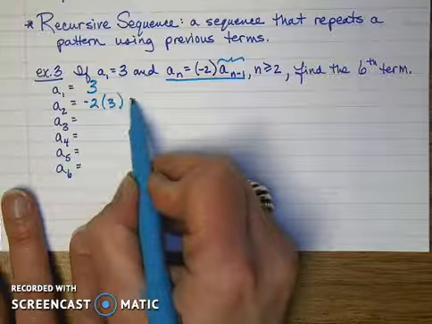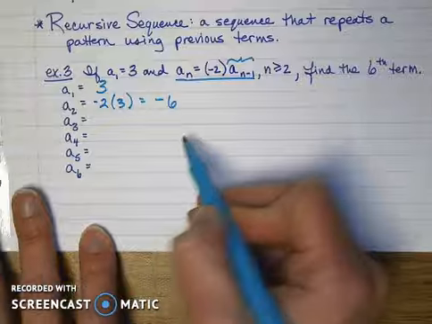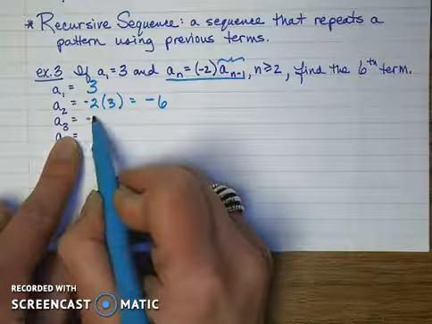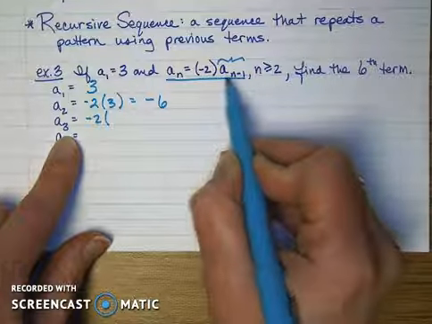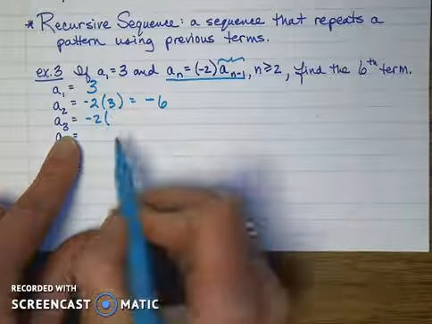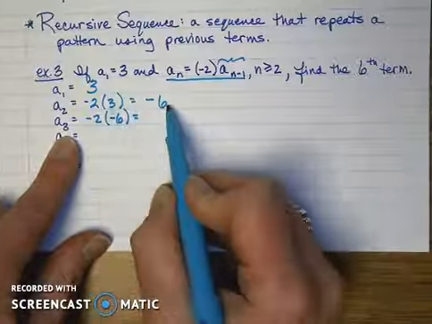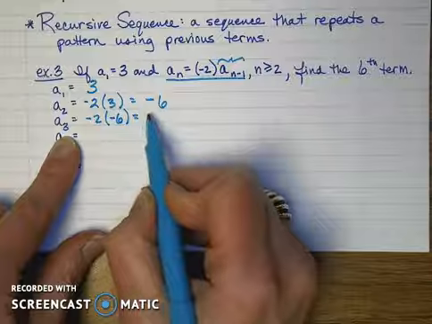And then that gives us negative 6. Then to get the third term would be negative 2 times 3 minus 1, that would be the second term, which is our negative 6. See, if you get the first one wrong, or the second one wrong, then the whole sequence is shot. That's 12.